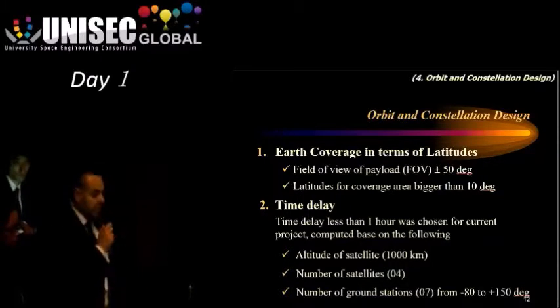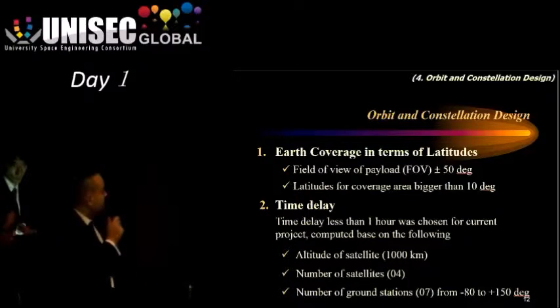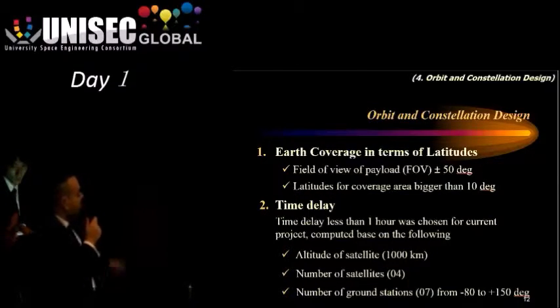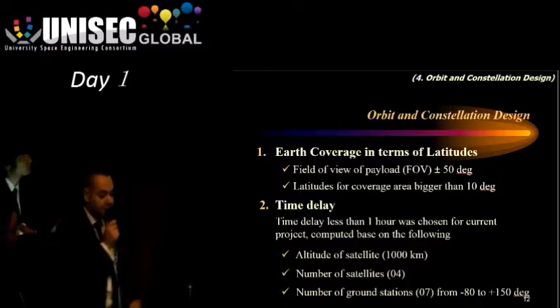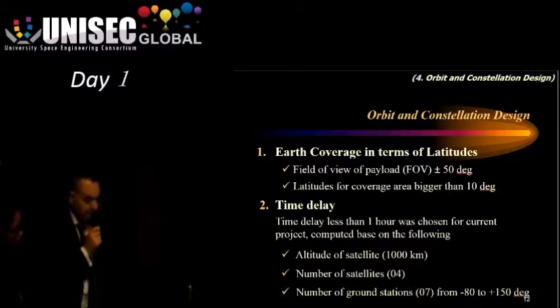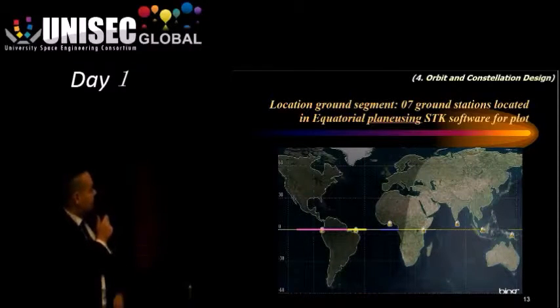The second point is the time delay. For the time delay, we choose 1 hour, about 60 minutes, computed based on the following. We need an altitude of about 1,000 kilometers. The number of satellites: our constellation has 4 satellites, and the number of ground stations is 7, from minus 80 to 150, including the master ground station for controlling. This figure, made using STK, shows the locations of the different ground stations: 6 ground stations plus 1 ground station for controlling.